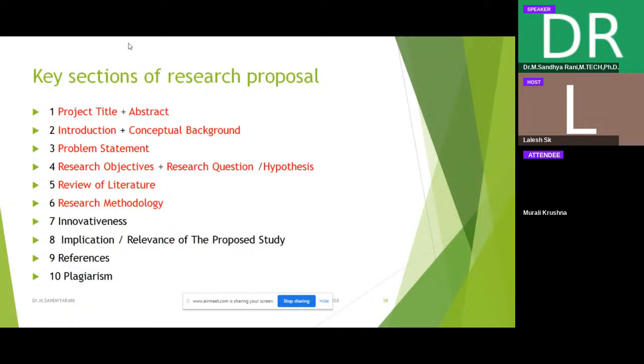Based on the objective, you try to develop the research question and the hypothesis, then you come to review of literature. And please take literature very, very seriously. Once we are done with the literature review, we find out the gaps where research is not there. Let us start the research methodology.